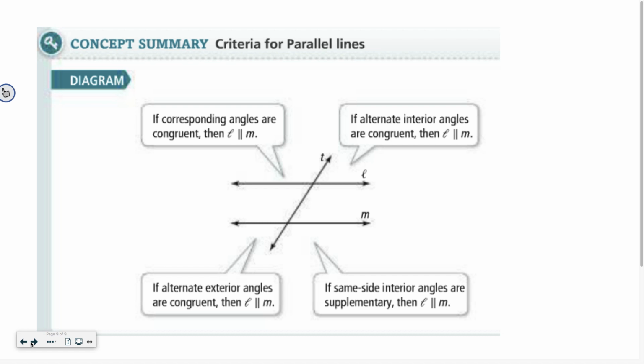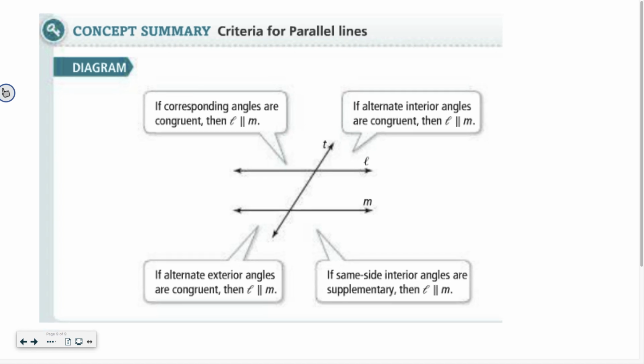And then here's a nice little concept summary for you, just combining all of those theorems that we talked about, except for the last two.